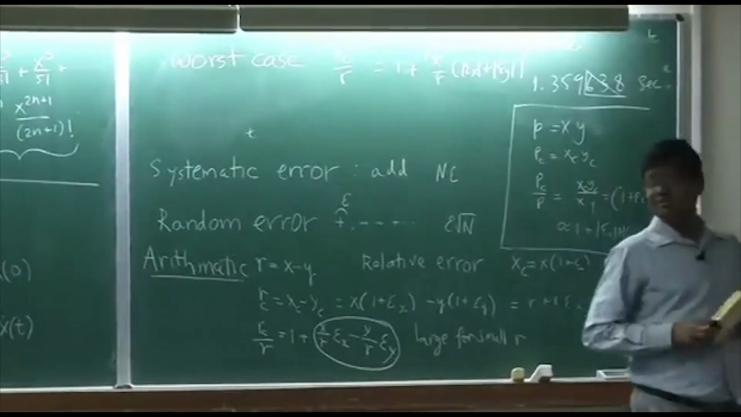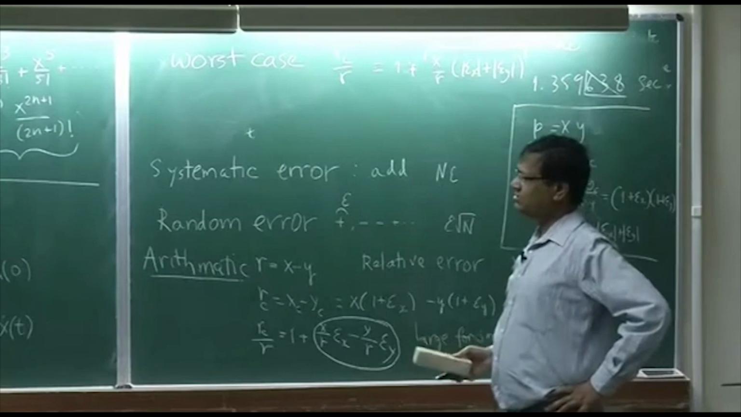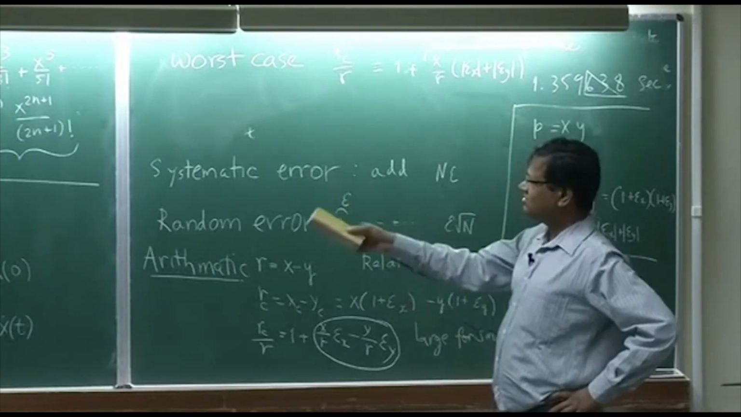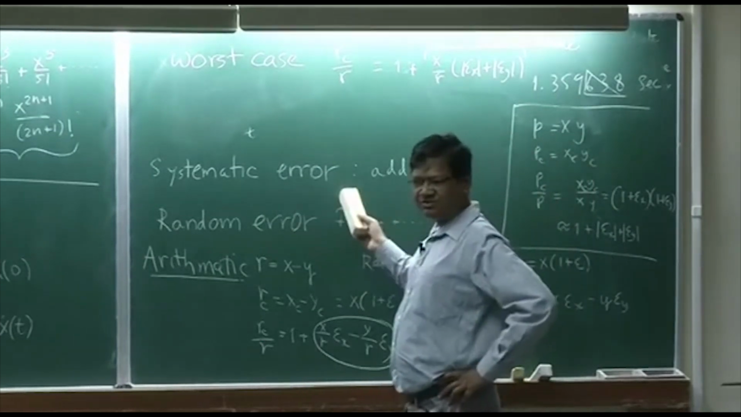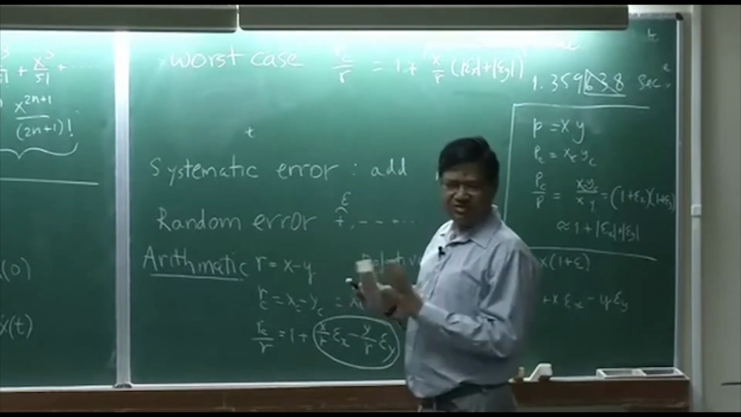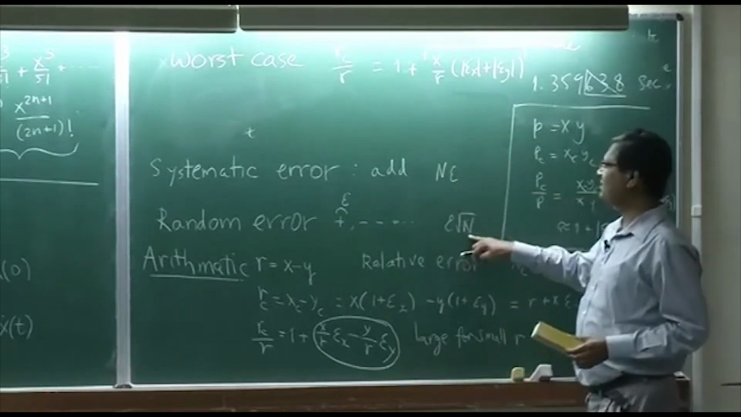Just to summarize, we can have round off error or error due to approximation. Now these two errors can add up as a systematic error, or it could be random error, so they will cancel somewhat. Then the error will be not n epsilon, but it could be epsilon square root n.